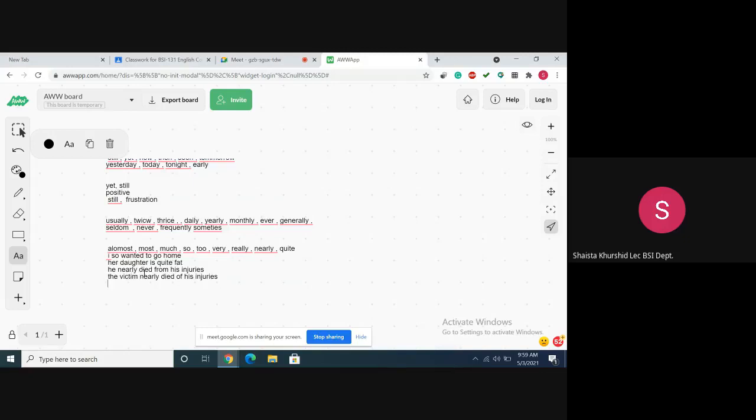Okay, he nearly died from his injuries and the victim nearly died of his injuries. So it is put either before the verb or after the verb. Okay, for most of the time it is put before a verb or after the verb in order to intensify the action. So these are the adverbs of intensity.